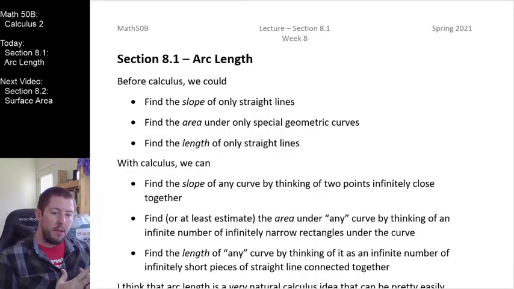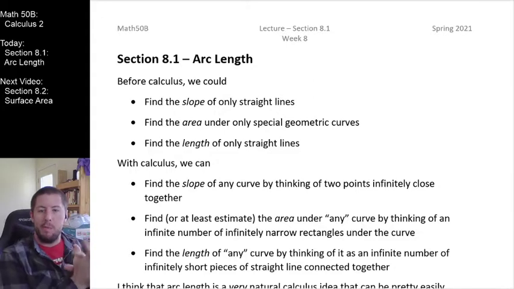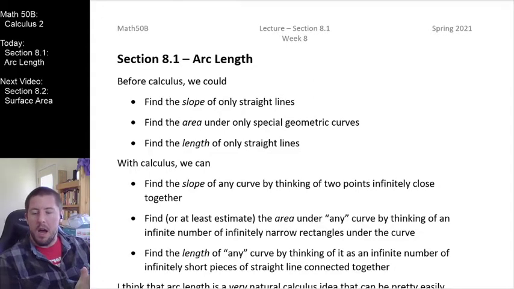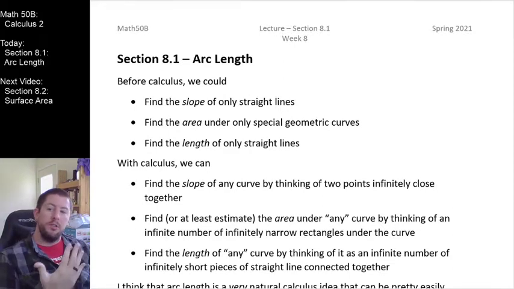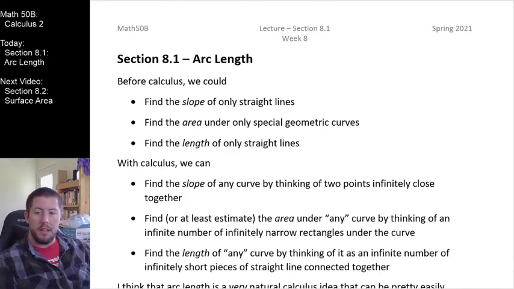We are here on Thursday, March 4th. We're going to be talking about section 8.1 today. We're talking a little bit of arc length. I do want to point out before we even get started right here, you should see that our two sections here to start chapter 8 are arc length and surface area.